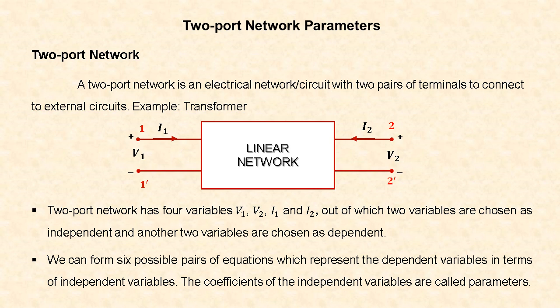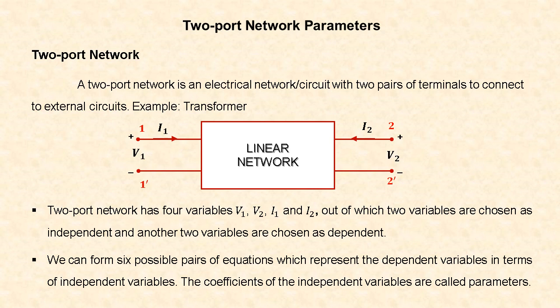An example of a two-port network is a transformer, in which we have two windings, primary winding and secondary winding. The figure shows a two-port network with four variables and two ports. The variables are V1, I1, V2 and I2. V1 and V2 are the voltages at port 1 and port 2. Similarly, I1 and I2 are the currents at port 1 and port 2. The box between the two ports is called a black box.